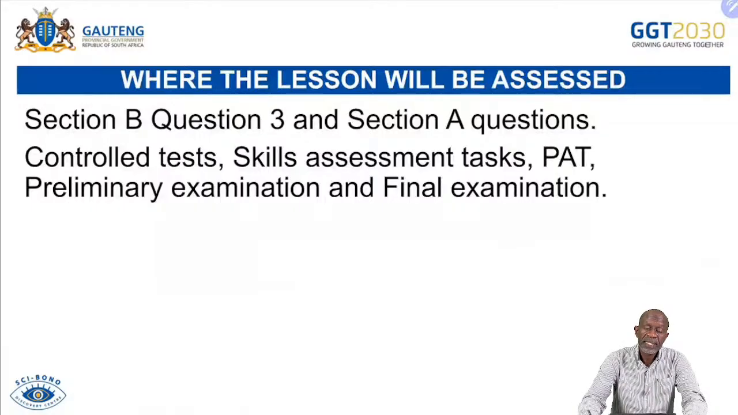Let's look at as to where this lesson will be assessed. This lesson forms part of your examination paper, and it is assessed in section B of the final examination paper, and that is your question 3, and it is also assessed in section A, that is your question 1, short questions. So it appears in these two sections, that is section B and section A.